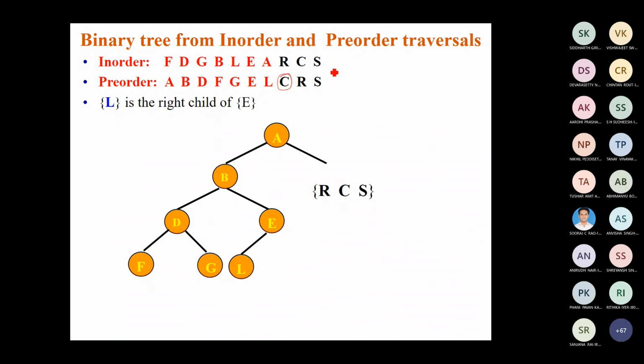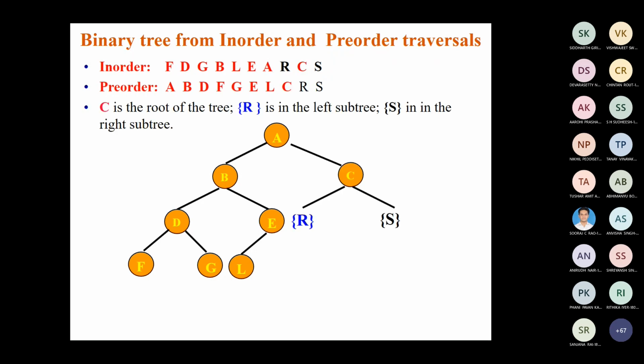But the nodes with the black color are yet to be considered. Now the C belongs to the in-order sequence. This C has one left node and one right node. Add R and S as the left node and right node of the C.